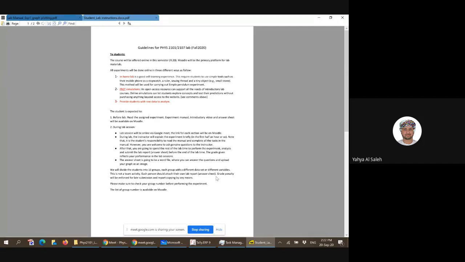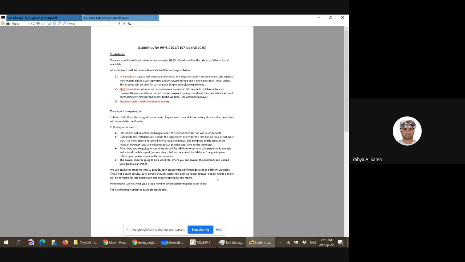During the lab session, an instructor will always be available, either myself or someone else, here on Moodle, on Google Meet. We will explain the experiment briefly, but not in detail. So the details are all in the lab manual. One of the skills you learn in this course is to read a manual and know how to follow it. The rest of the lab time will be used by you to perform the experiment, analysis, and submit the lab report. I'll show you how to do that in a minute.